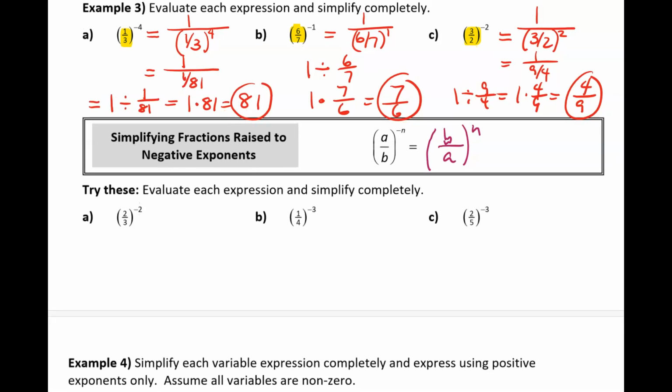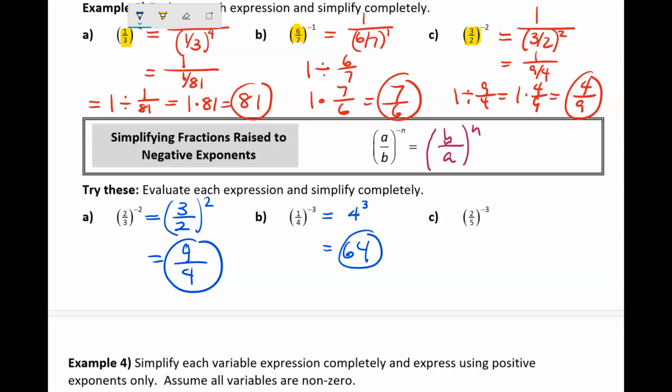So pause the video and try a. All right, you should have gotten 9/4 for a. Now pause the video and try b. B should have given you 64. All right, now try C. The answer for C is 125/8.